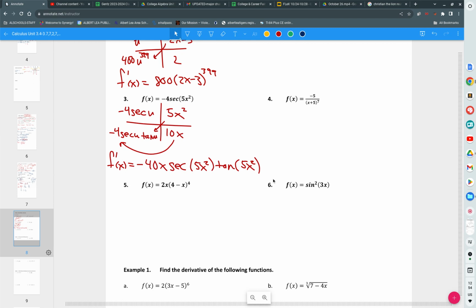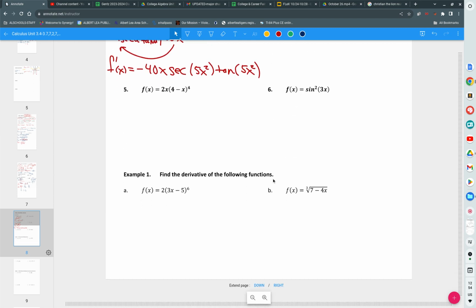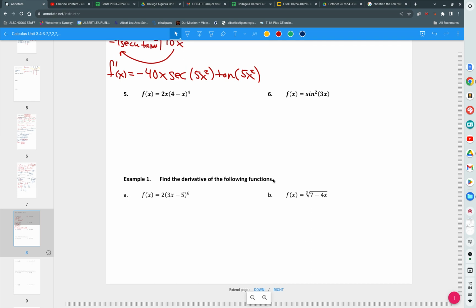Okay? So this example here, number 5, I need to use the chain rule. But does anybody know what other rule I need to use in conjunction with the chain rule? The product rule. I have a 2x. If it was just 2 times, I wouldn't need the product rule. But the x creates a new function that's different than a constant. So therefore, I have to set up f and g.